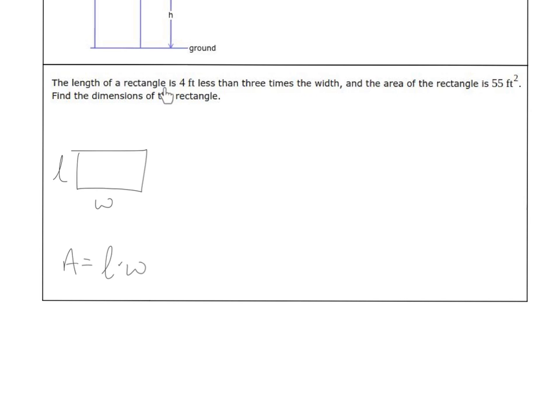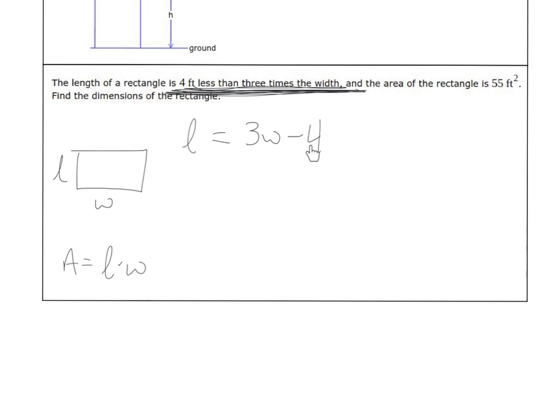I'm going to keep in mind that the word "is" means equals. If I see "less than," I'm going to subtract. "3 times" means multiply. So if I just read it piece by piece, the length means that L is, means equals, 4 less than 3 times the width. Symbolically, it'd be 3 times the width, but then take away 4. So what we have here is another way to say what the length is. The length is the same thing as 3 times the width minus 4.